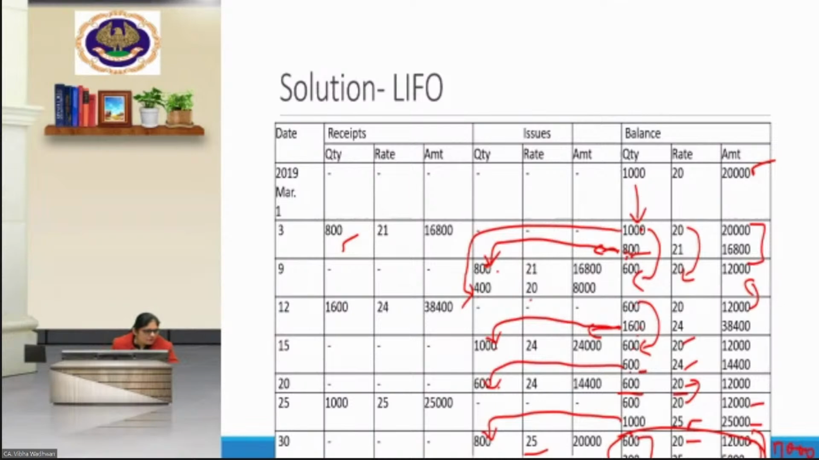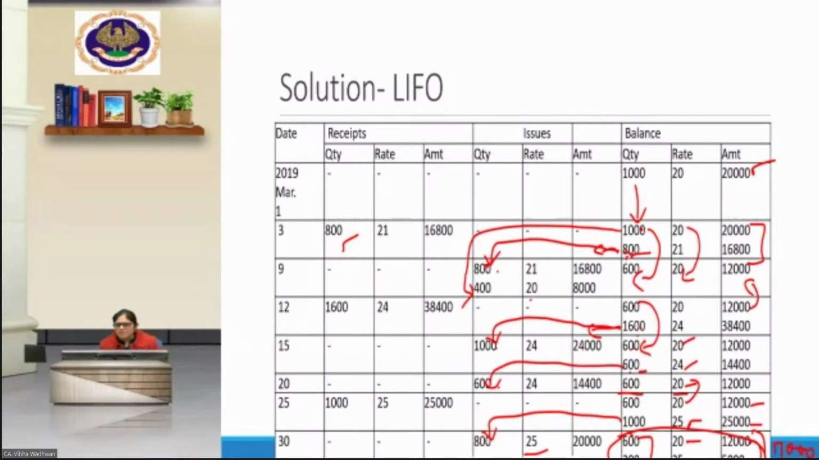Very good. Utkarsh, the value should be 17,000. Yes, so Dhyanesh has calculated it well: 600 units at the rate of 20 and 200 units at the rate of 25. Alok also has calculated the correct way. Dhyanesh, yes, it's 17,000.